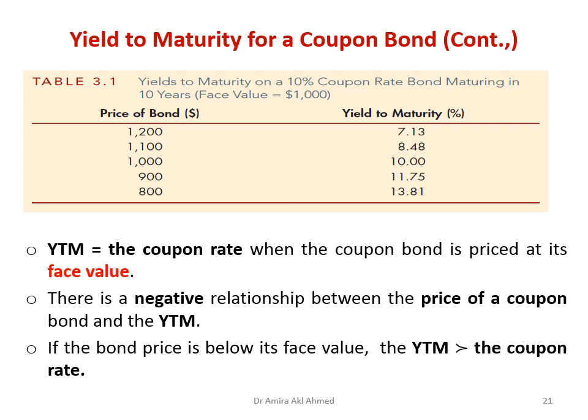Second, the price of a coupon bond is negatively linked to the yield to maturity. That is, as the yield to maturity increases, the price of the bond falls, and vice versa. Third, if the bond price is below its face value, then the yield to maturity is greater than the coupon rate.